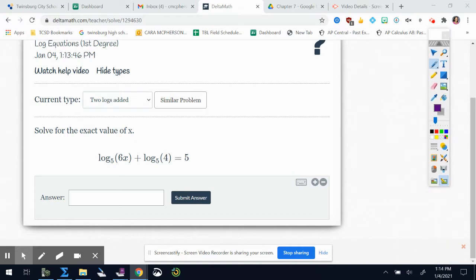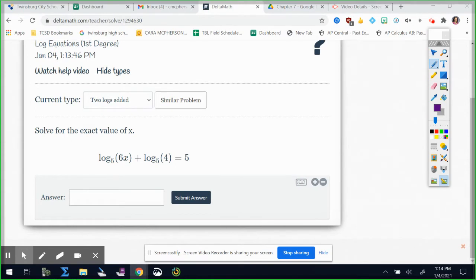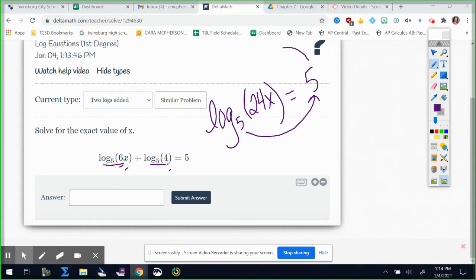So we're going to start with two logs added. If we have two logs that are added, we have to use our condensing rules that say if two logs are being added, then we're going to multiply them together. So it's still going to stay base 5, but now we're going to take 6x times 4 to get 24x. So you're going to condense by multiplication equals 5. Now it's like one of the ones that we just did. You're going to follow that exponential pattern. So you're going to do 5 to the 5th power equals 24x.